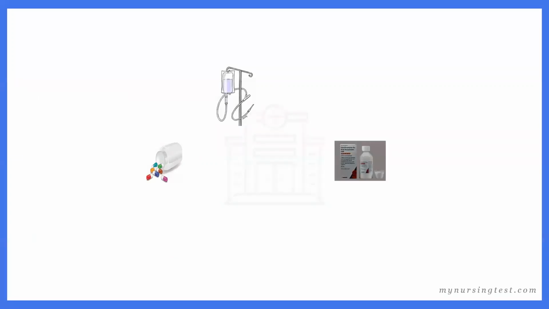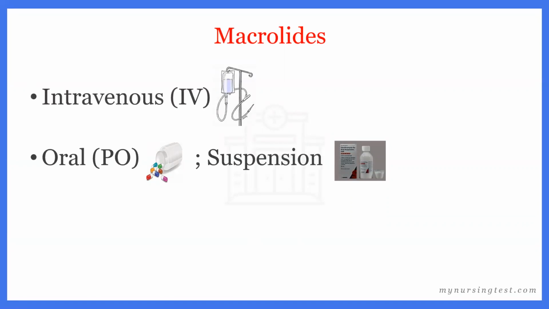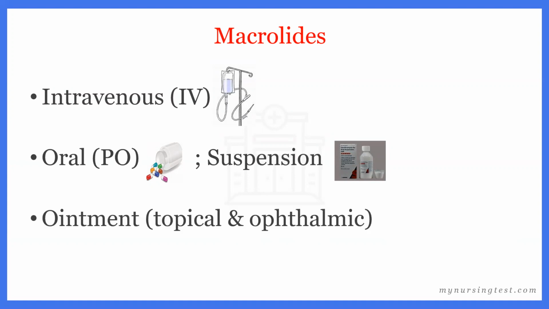Macrolides can be given intravenously. They can be given orally by pills or by suspension. What you need to remember about the suspension is that you need to shake it vigorously before you administer it. They're also available as topical ointments and ophthalmic ointments. With the topical ointments, we want to wash our hands, use gloves, clean the area, and then apply the ointment on the clean area.